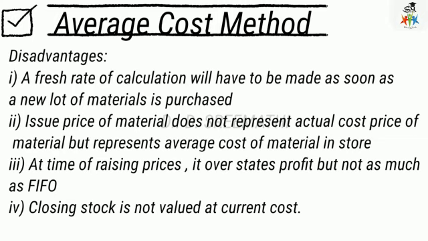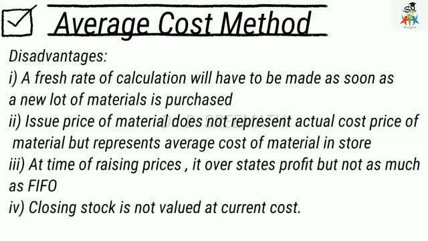So it involves tedious calculations. And there are chances for the clerical staff to make errors. The next one is that the issue price of materials does not represent the actual cost price of materials issued, but it represents the average cost of materials in the stores. Then, at the time of rising prices, profit is overstated, but not as much as with FIFO, because the average price is lower than the most recent prices. And the last disadvantage is that closing stock is not valued at the current price.